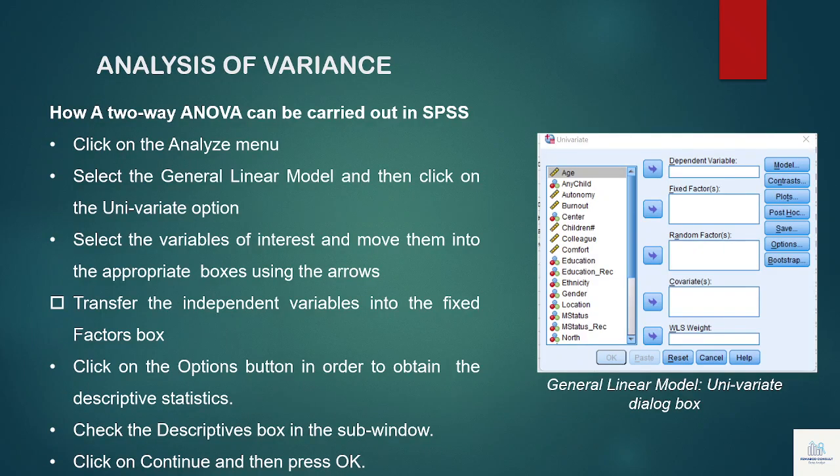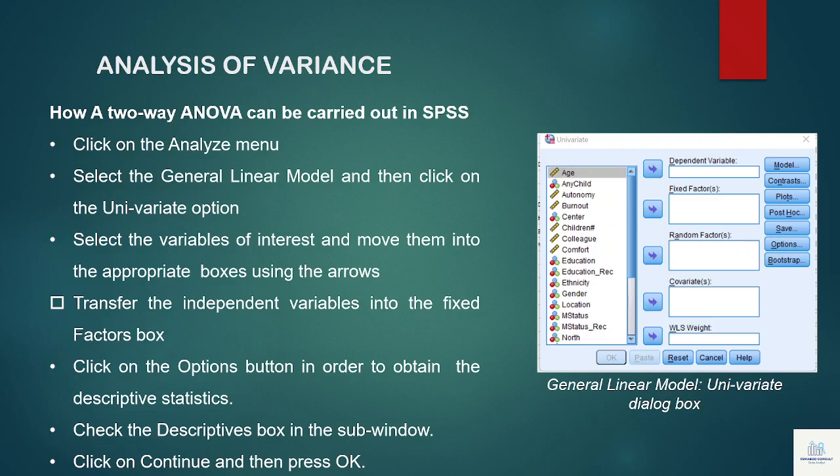So now let's look at the steps we need to take to do a two-way analysis of variance. How you can carry out two-way analysis of variance using SPSS. Let's list the steps again. You click on the Analyze menu. We select General Linear Model. Take note, there are two linear models: there is general and there is generalized. The one we are using is General Linear Model. Then we click on the Univariate option.